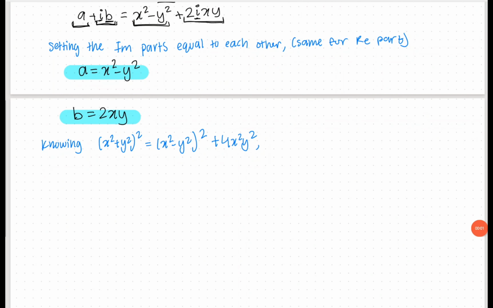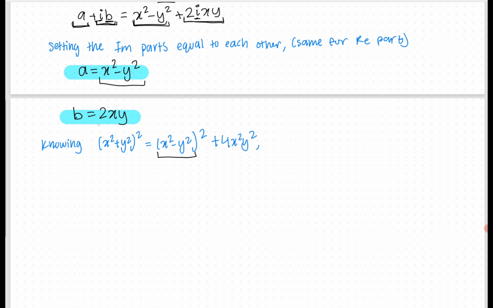Now moving on to the next step, we know that (x squared plus y squared) squared equals (x squared minus y squared) squared plus 4x squared y squared. It's just a general formula. How do you know both of them are equal to each other? Well, you just expand it and eventually the right-hand side will be equal to the left-hand side. But why did I put it in this form? Well, that's because from up here we know what x squared minus y squared is equal to, so we can substitute in here.